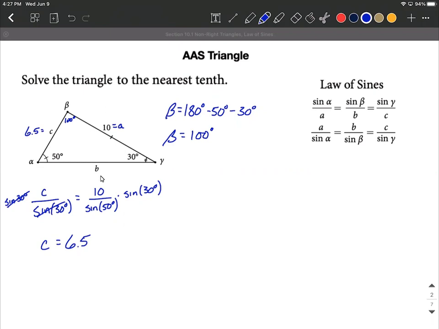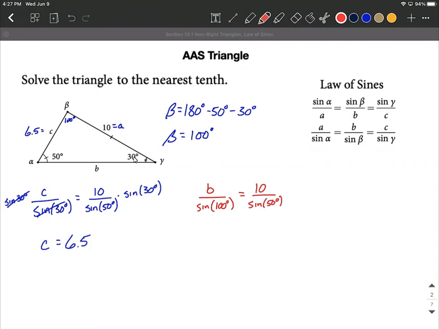We don't know side length B. To find that, I'm going to set up, again, a law of sines problem. I want to find B, so I have to put that over sine of 100 degrees, beta. And I can say that's equal to either 10 over sine of 50 degrees or 6.5 over sine of 30 degrees. I'm going to go with the A, so 10 over sine of 50 degrees.